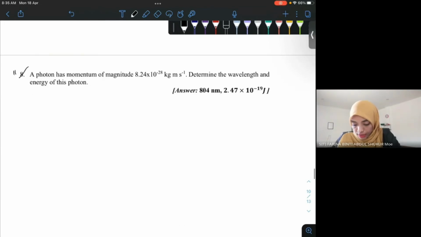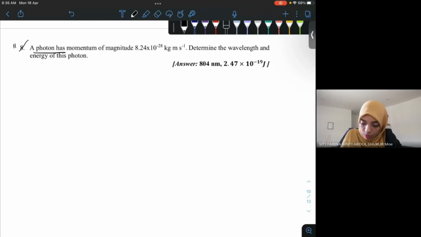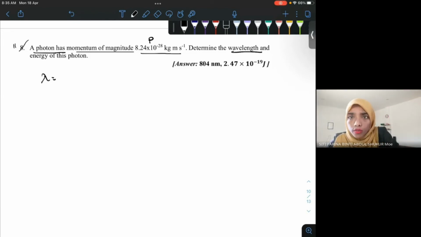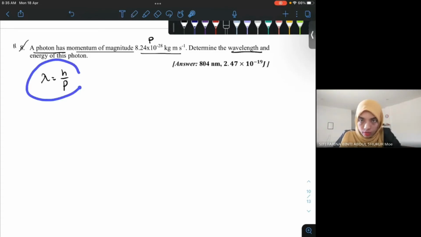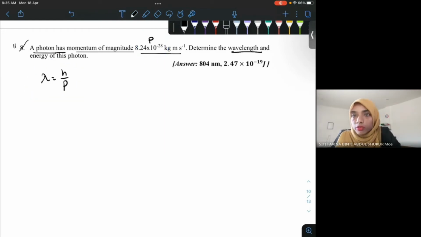Okay, question 8. You have a photon that has a momentum of magnitude of this much. So this is your momentum. Determine the wavelength and the energy of this photon. So kita nak lambda dulu. Lambda equation kita sama saja, iaitu de Broglie wavelength given momentum, h over p. Ini adalah de Broglie wavelength and also momentum is given. So kita boleh simply guna equation lah. You don't have to find for the derivation of this lambda in terms of anything else. Macam tadi, kita nak cari kinetic energy, so kita guna yang derive.